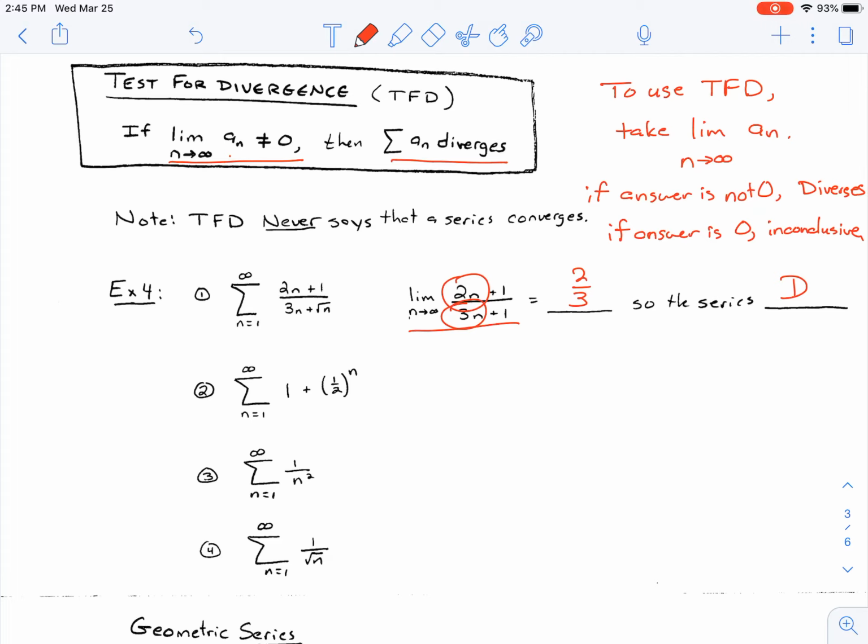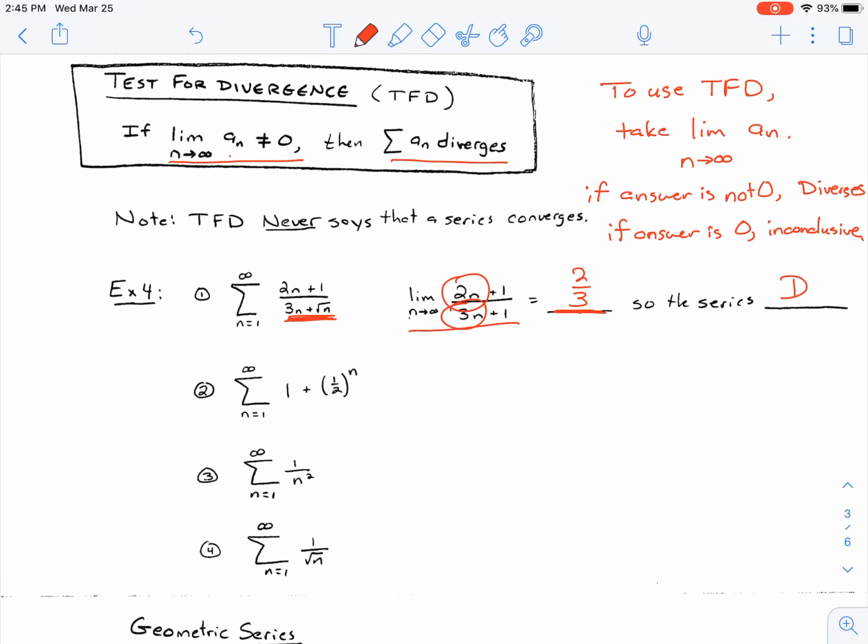And if you keep in mind what that means, it means if you start adding these terms up, you plug in 1 to get the first term, 2 to get the second term, and so on. Eventually, what you get when you evaluate this is going to essentially be 2/3. And so it's like you'd add up a bunch of numbers, and eventually you're adding on 2/3 every time. Adding 2/3 every time is going to make it grow to infinity.